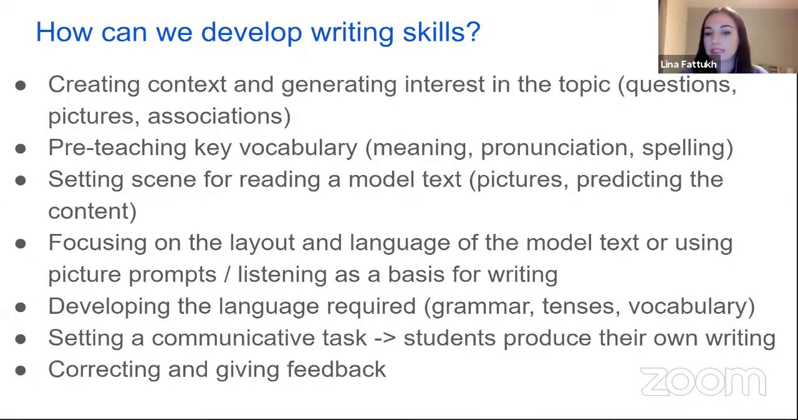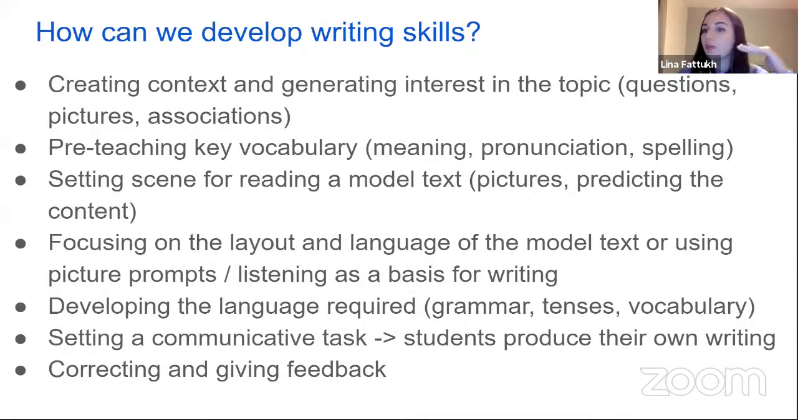And after they've completed the task, it is time for the teacher to check it, to correct the mistakes, and to give feedback. So when we give feedback, we always focus on the good things. So this was a very nice story. I like the ending. You used very nice vocabulary. Well done. And here are some points that you need to be careful with.